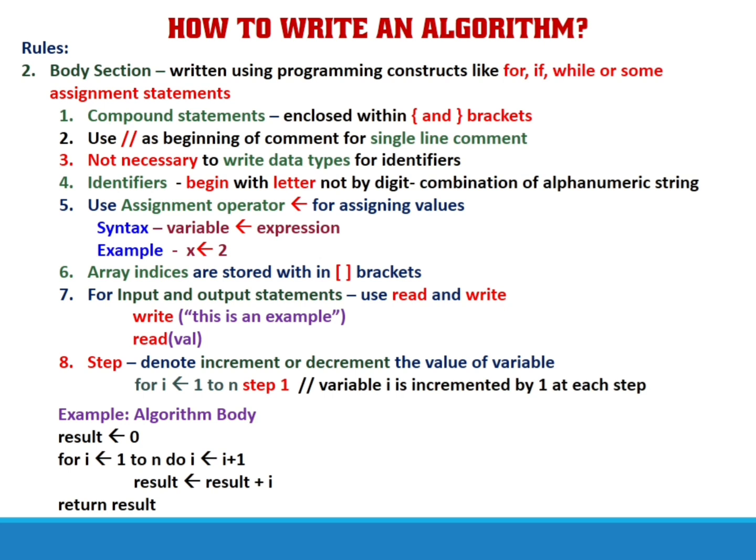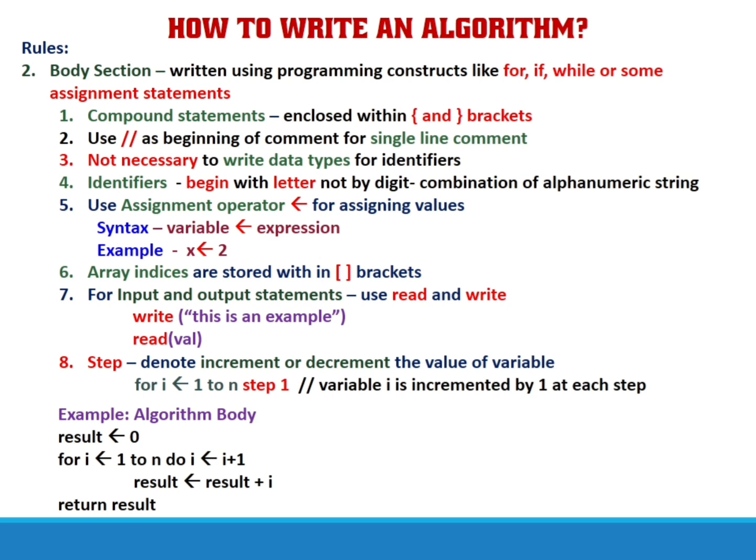You need not write data types like int, float for identifiers. Identifiers should begin with a letter, not a digit, but can be a combination of an alphanumeric string. This should be followed while naming identifiers. Use the assignment operator for assignment statements. The syntax is given in the slide, you can refer to it. Usually array indices are stored within square brackets, and for inputting and outputting statements you can use the read and write keywords.